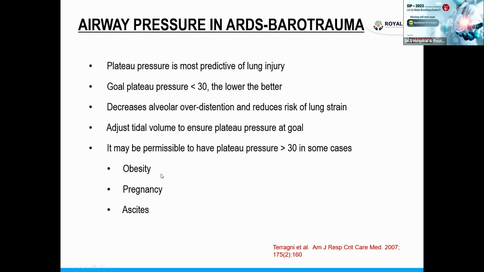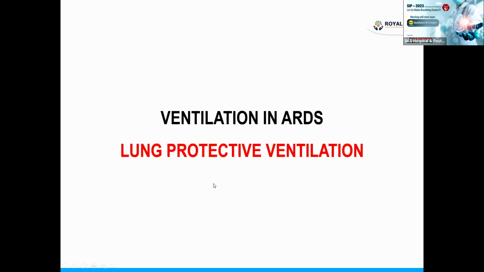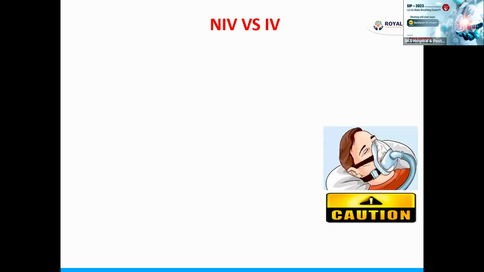But other than these patients, it is always better to maintain a plateau pressure of less than 30 to avoid barotrauma. So volutrauma and barotrauma we just dealt with. So how to ventilate the patient without volutrauma and barotrauma? This is called lung protective ventilation. What are the strategies in lung protective ventilation?